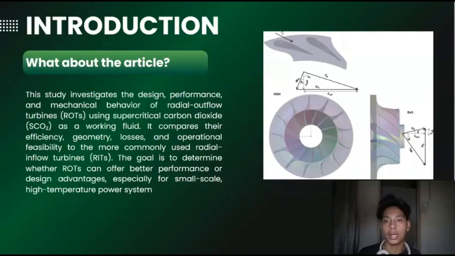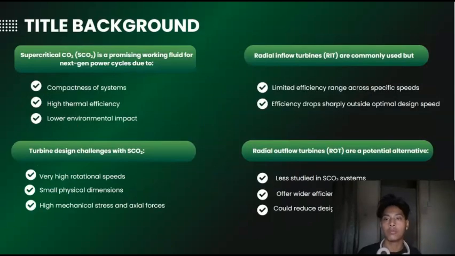What about the article? The article is about a study that investigates the design, performance, and mechanical behavior of radial outflow turbines (ROTs) using supercritical carbon dioxide, looking at efficiency, geometry, losses, and operational feasibility compared to the more commonly used radial inflow turbines, which are RITs. The goal is to determine whether ROTs can offer better performance or design advantages, especially for small-scale and high-temperature power systems. Move on to the title and background for this article.